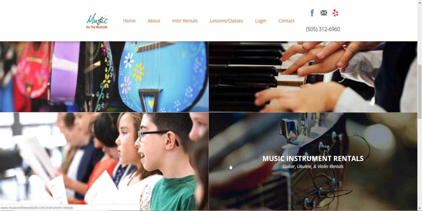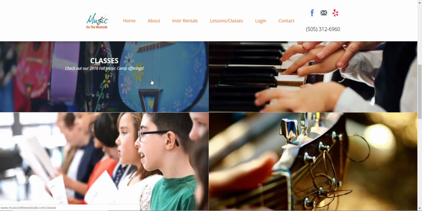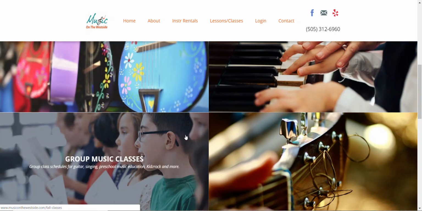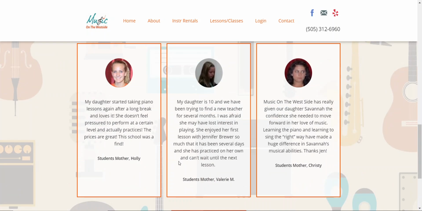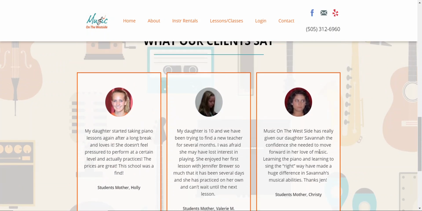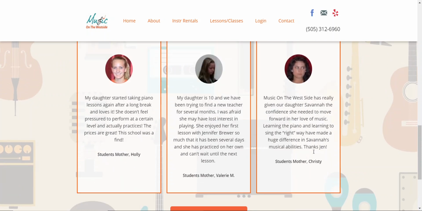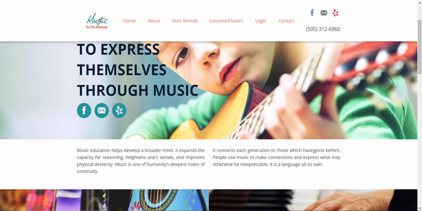This isn't going to necessarily build desire. This is going to give me information. It's going to ask the question, what kind of lessons do they offer? You kind of get that here. This is going to build my desire. This is really going to make me curious about this studio. So I get that up there at the top.